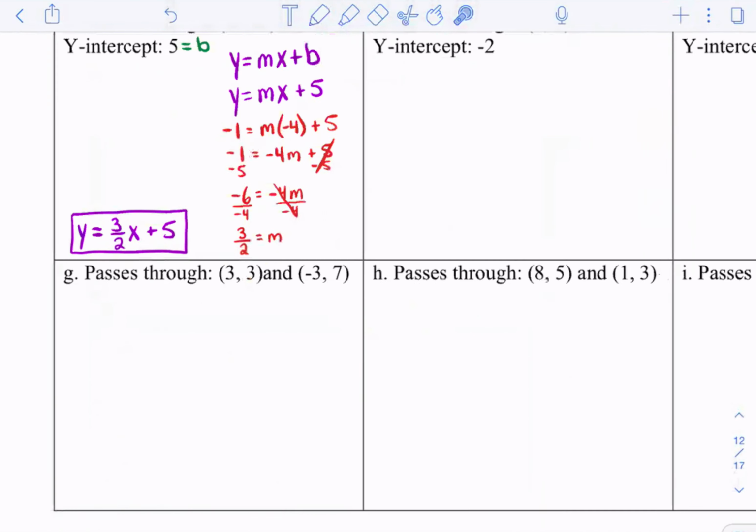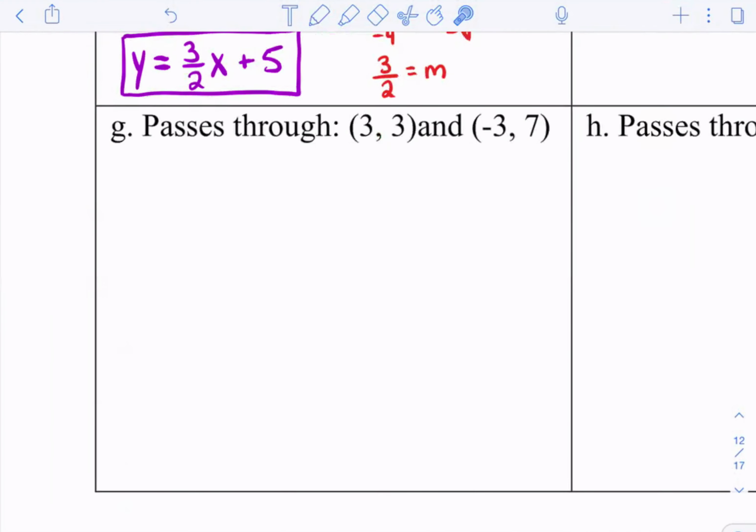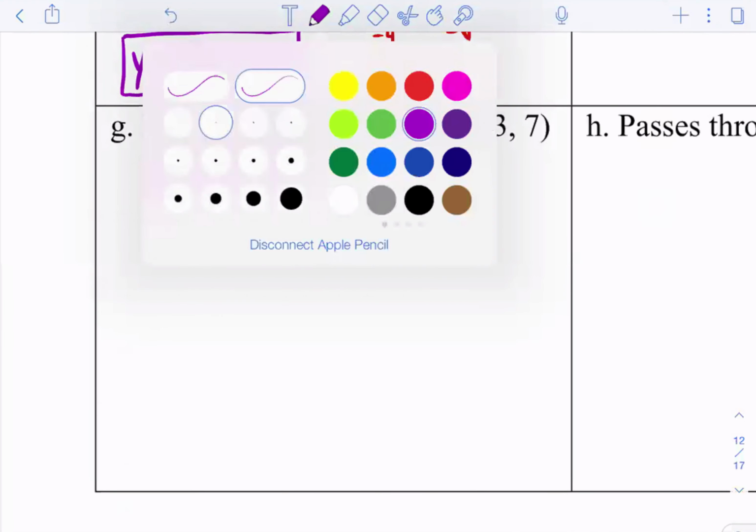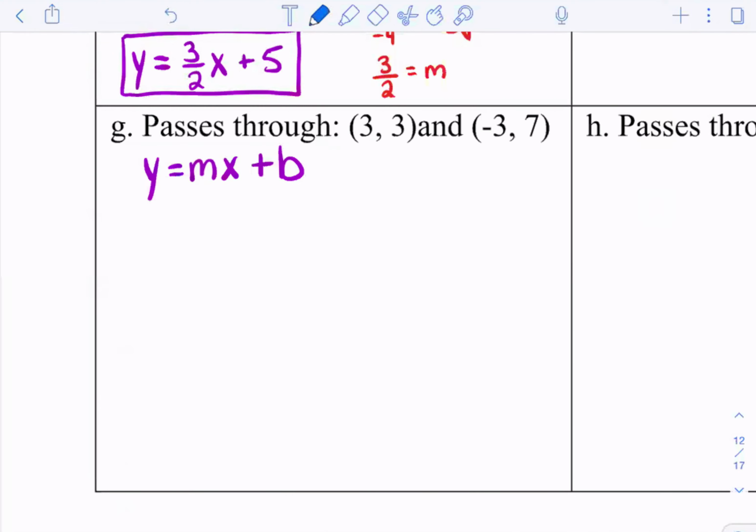All right, G. G now gives us 2 points. They don't give us the slope. They don't give us the y-intercept. We have to find those on our own. So we don't have m or b here? Oh no, with 2 points, which one can we find though, Miss Murphy? We can find the slope with 2 points using the slope formula that we started our do now with.